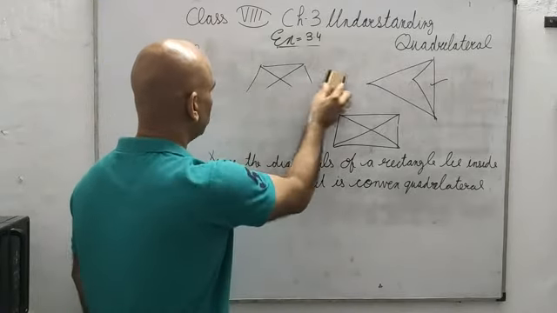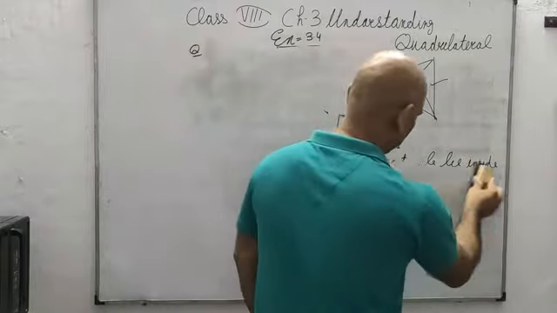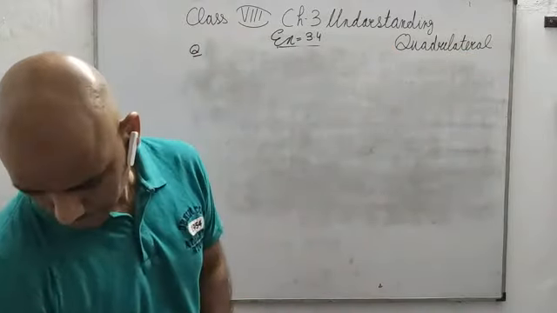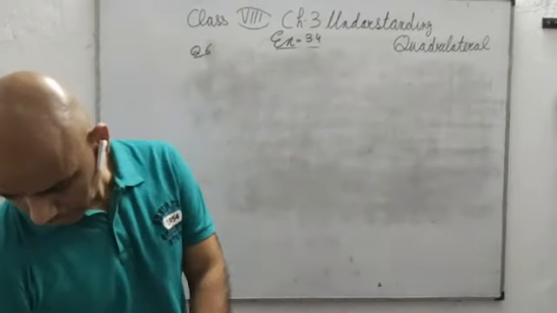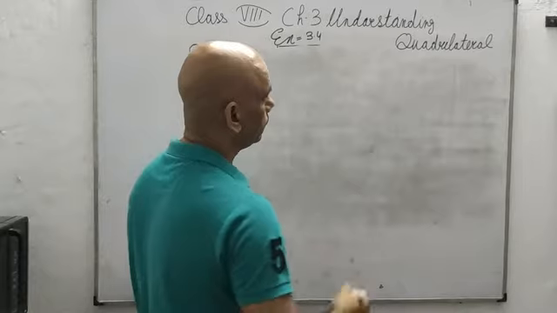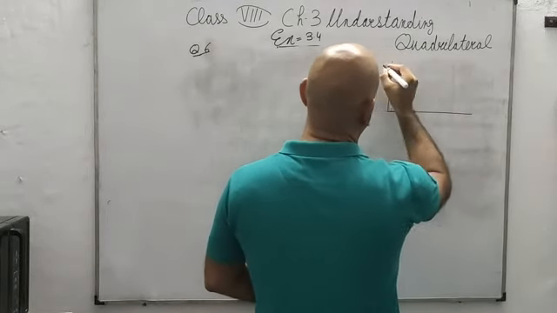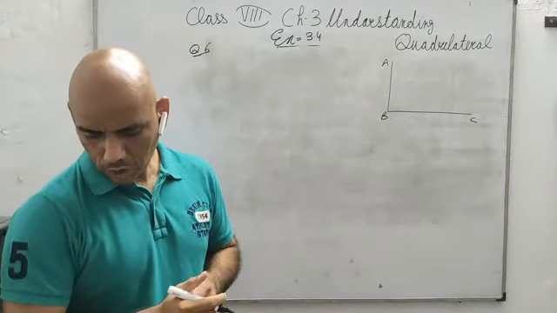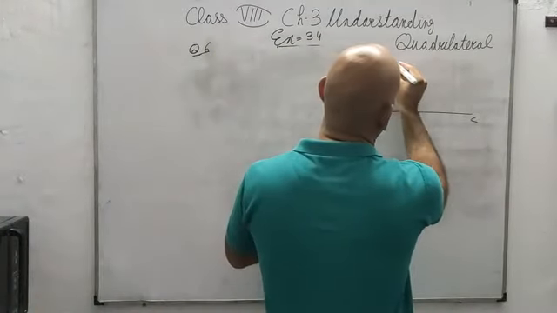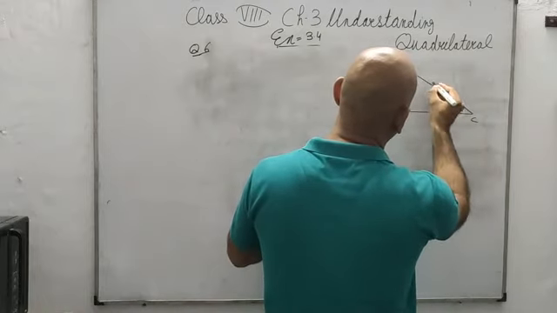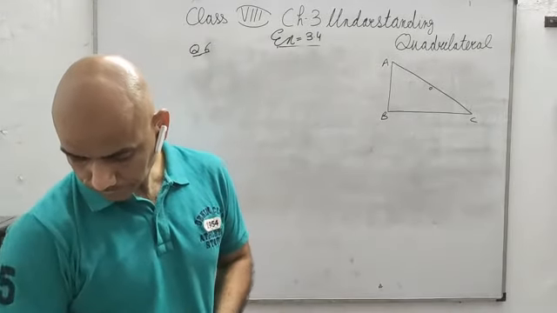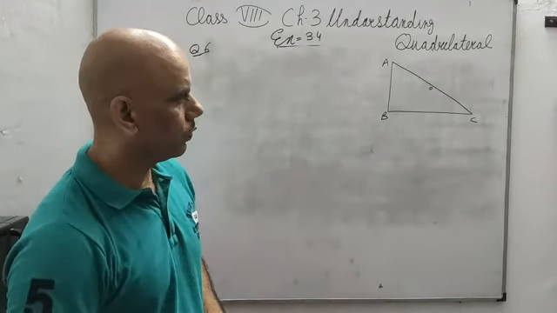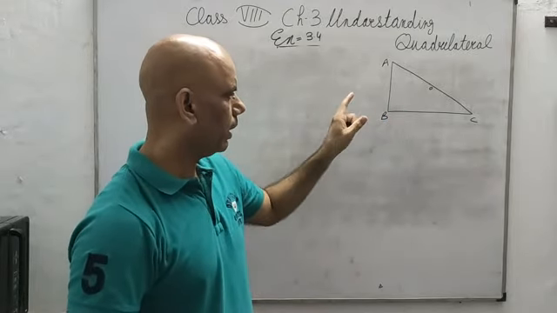Okay, let us see the last question of the exercise as well as of the chapter. What is the last question saying? Question number 6. ABC is a right angled triangle, and O is the midpoint of the side opposite to the right angle, that is AC. Explain why O is equidistant from A, B and C. What they want from you is to show that O is equal in distance from A, B and C.